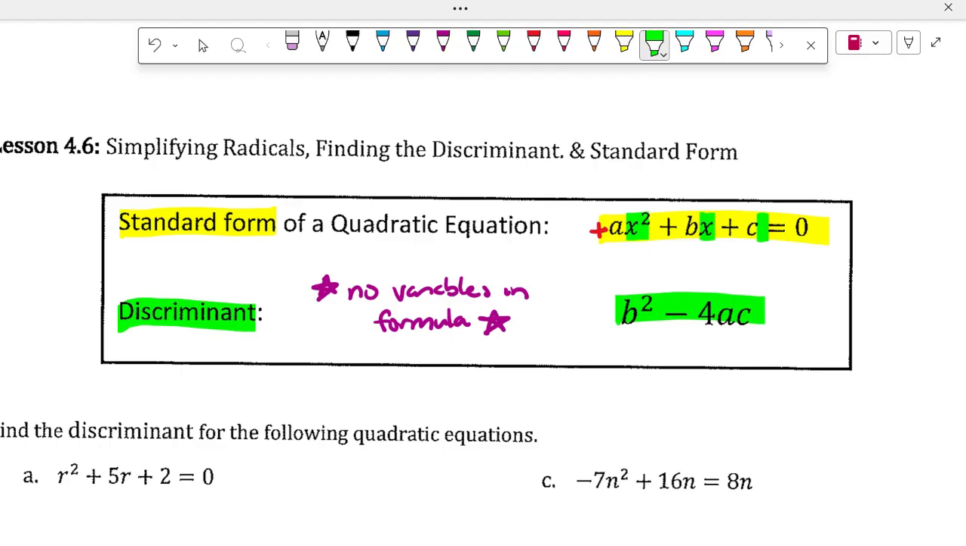That does not change. So sometimes you may not have a b value, sometimes you may not have a c value. You should always have an a value if it's a quadratic. But just note that sometimes you don't have b or c. All right, and that's okay. You just put 0 in those places.